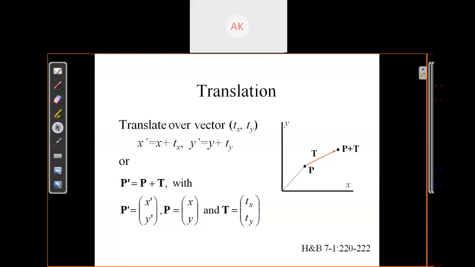In translation, a translation is applied to an object by repositioning it along a straight line path from one coordinate location to another coordinate location. And we use two translation parameters, tx and ty. With tx, we translate our object by this distance along the x-axis, and with ty, this distance along the y-axis.